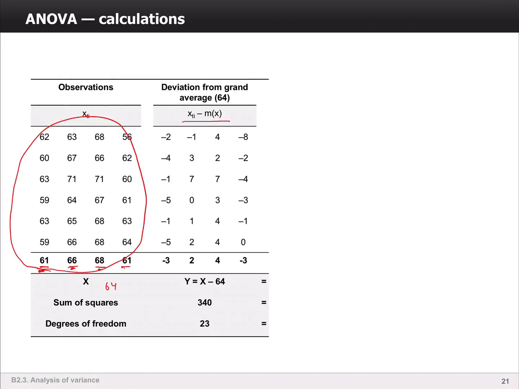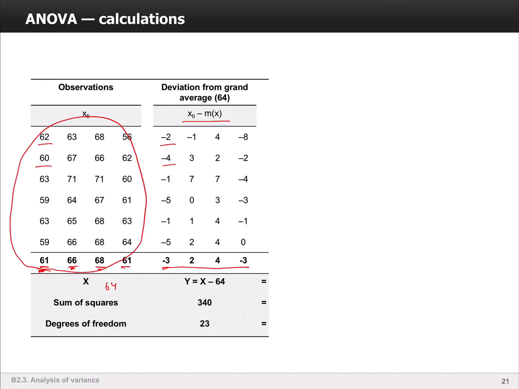And then it will be easy to calculate the sum of squared values because we already have subtracted the mean, right? So if you look at this, for example, minus 2, it's just 62 minus 64. Minus 4, it's because 60 minus 64. Okay. And these are the new average values.